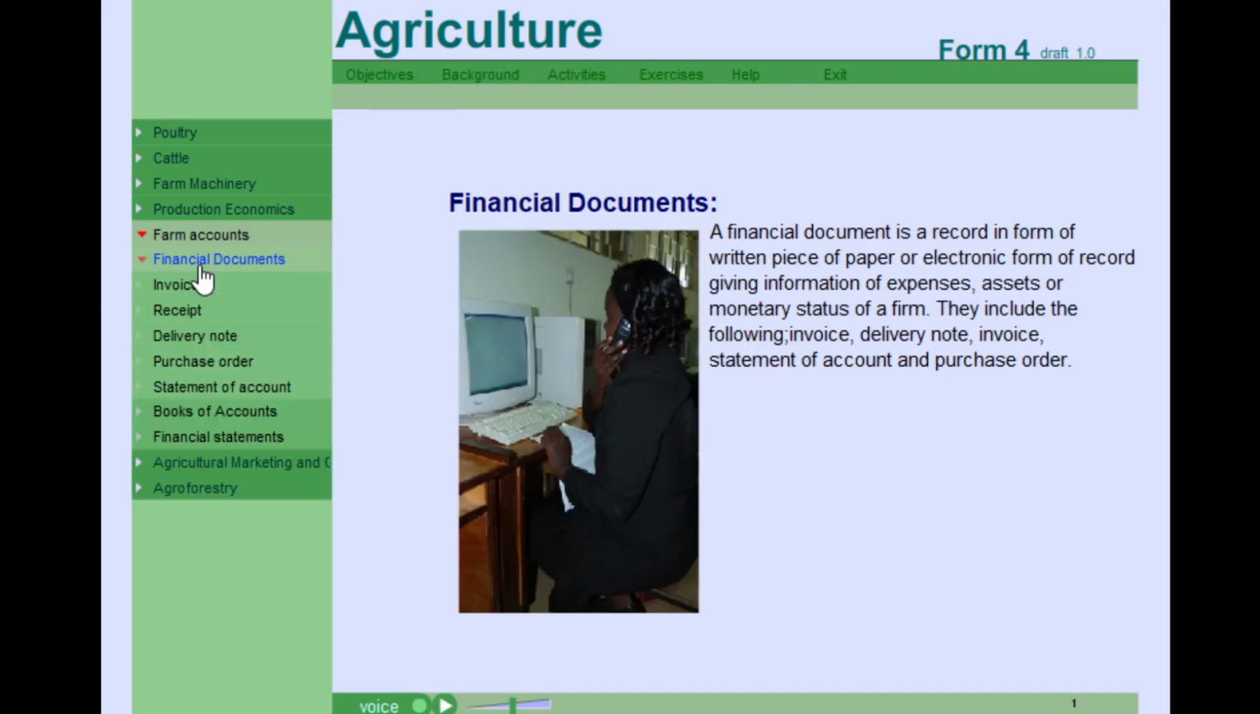Financial documents. A financial document is a record in form of written piece of paper or electronic form of record giving information of expenses, assets or monetary status of a firm. They include the following: invoice, delivery note, statement of account, and purchase order.